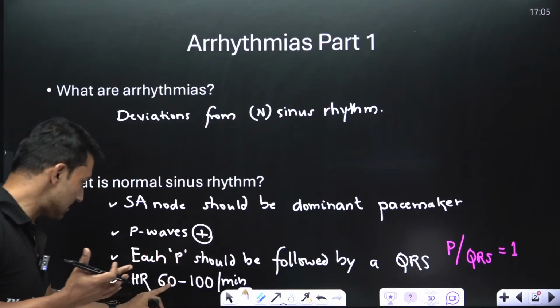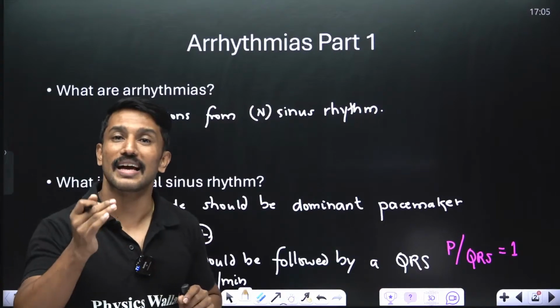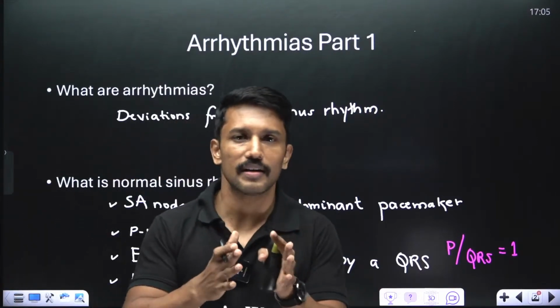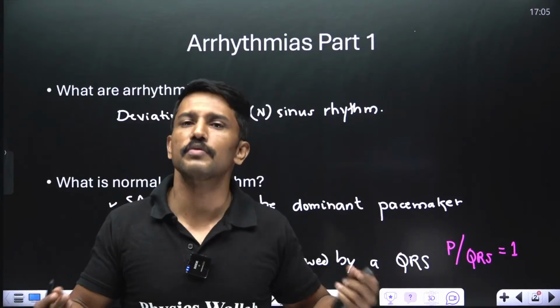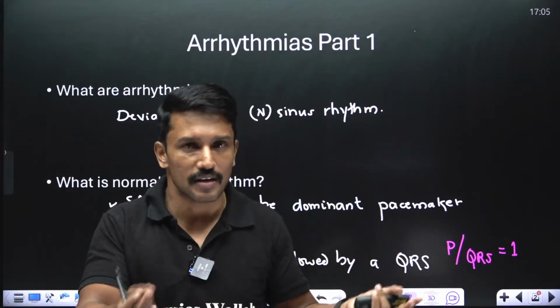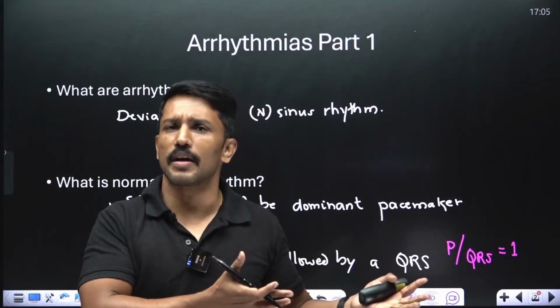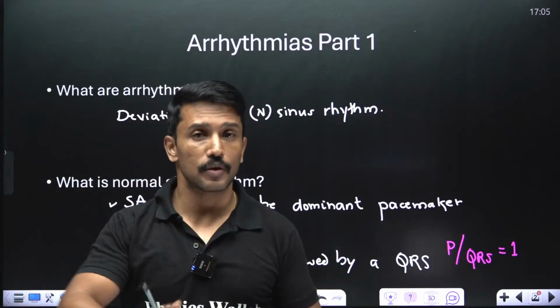But rate is less than 60. So I will call that condition sinus bradycardia. Sinus bradycardia is not normal sinus rhythm. It can be physiological. When I'm in a meditative state or in deep sleep, there is physiological bradycardia, right? A lot of athletes, we know they can have bradycardia.